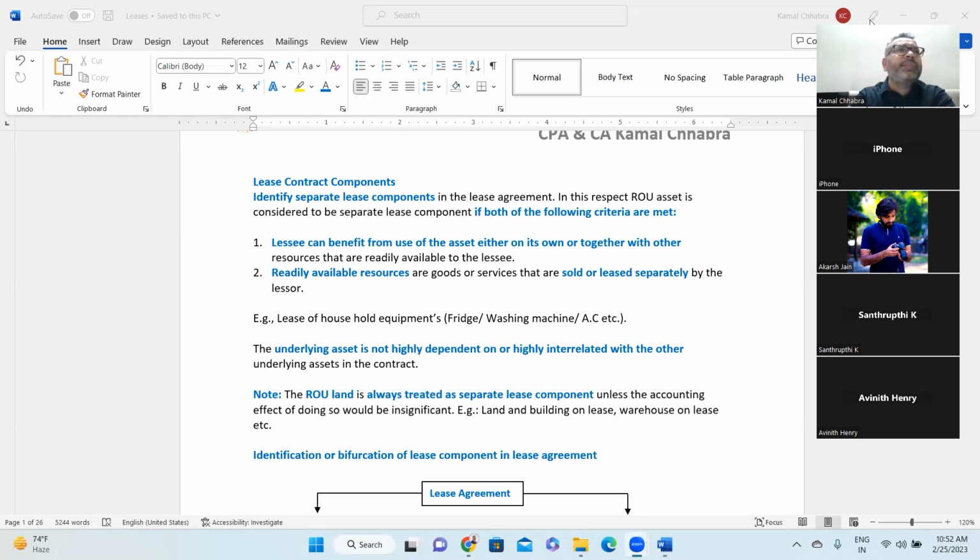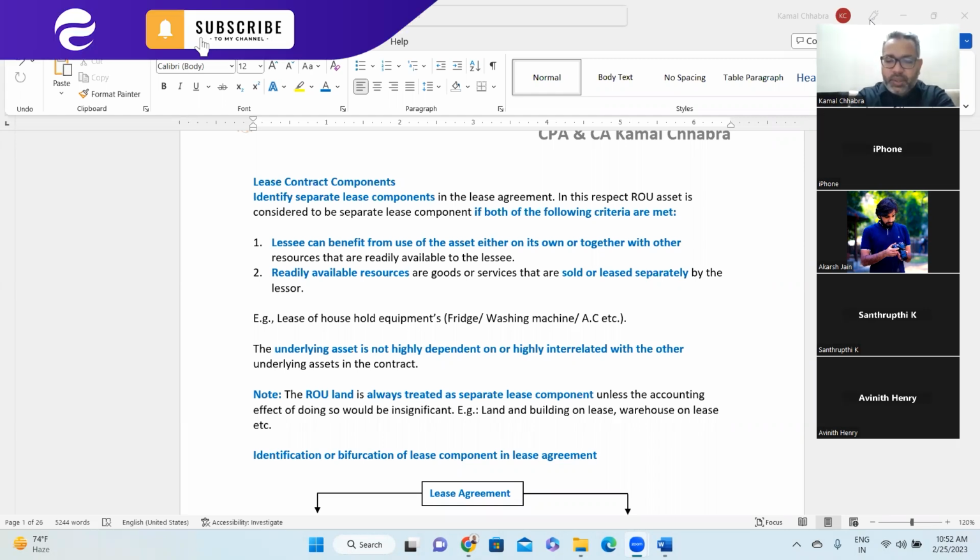So for example, let's assume a printer. Printer and computer, they both can be leased together, but at the same time they can be leased separately. Printer also separately and computer also separately, or they can become a bundle. But here you need to identify both of them separately. So computer is one asset and the printer is another asset.